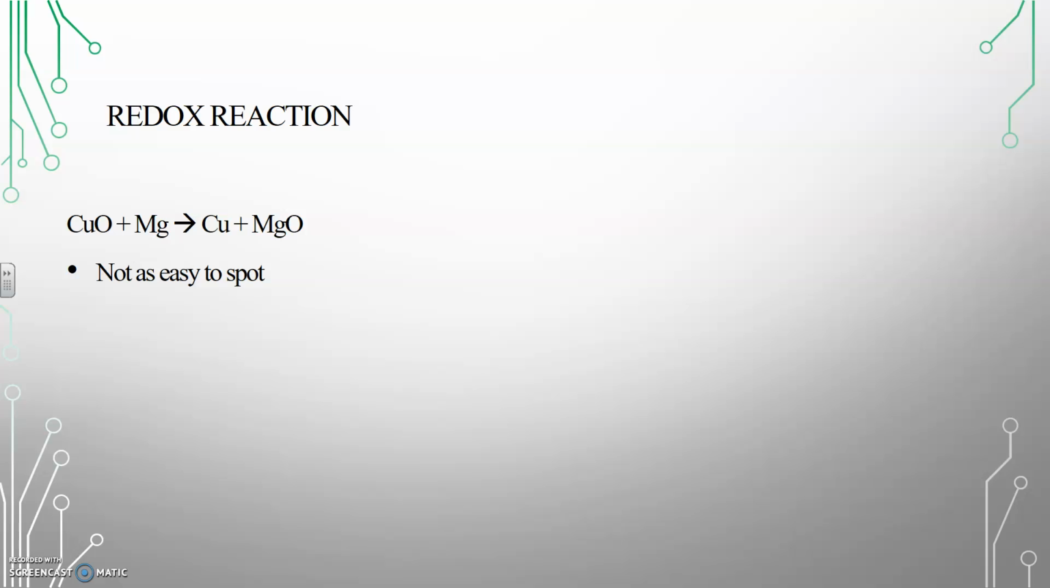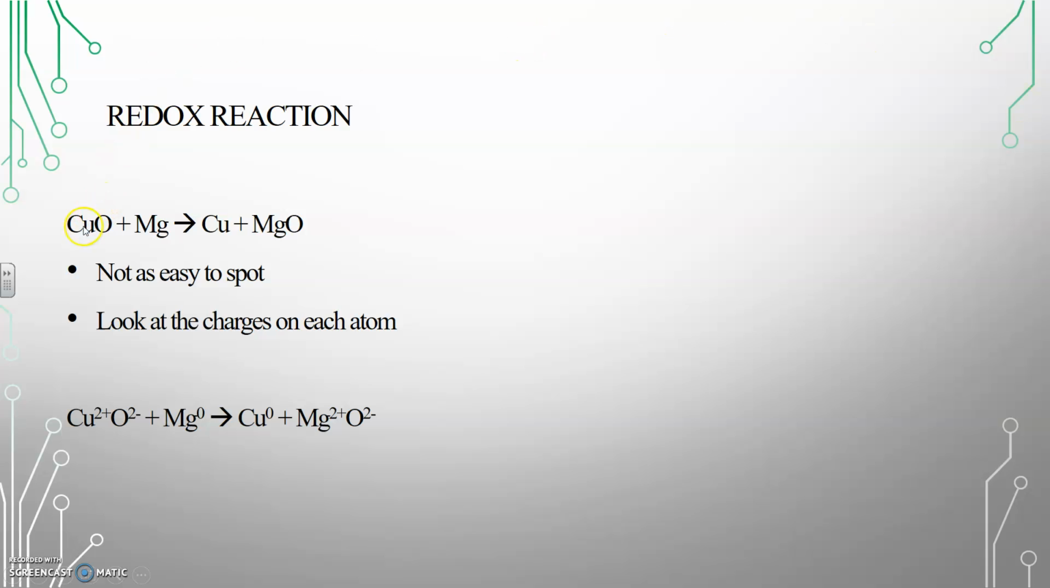So if you remember when we were looking at naming compounds using the Roman numerals and the transition metals, we're going to do that same kind of thing here. Okay, so you're going to look at the charges on each atom. So oxygen always has a -2 charge. Okay, you have one oxygen in CuO and then one copper, so the copper has to have a +2 charge. The magnesium, as it's on its own, is already neutral, so it has a 0 charge.